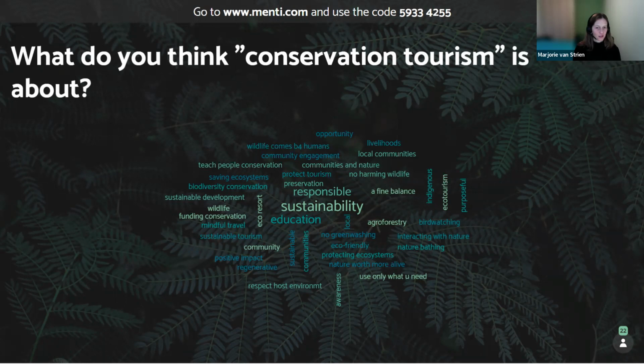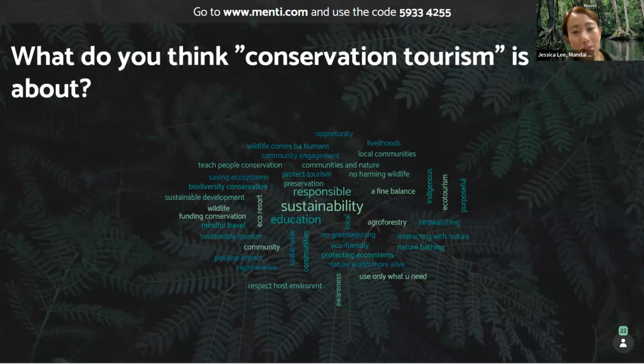I picked out a few words that I found very interesting. One was mindful travel. I think that's really from the perspective of the visitor, that mindfulness that people have when they consciously choose engaging with such types of tourism products. And I also really like "use only what you need." I think that's a very good way of just summarizing the overall approach that conservation tourism businesses try to achieve. They try to balance out that they use what they need and also give back what they can to the greatest extent. So very nice.